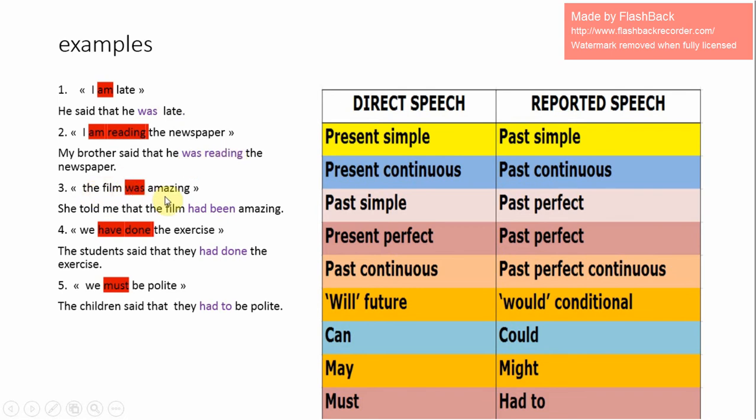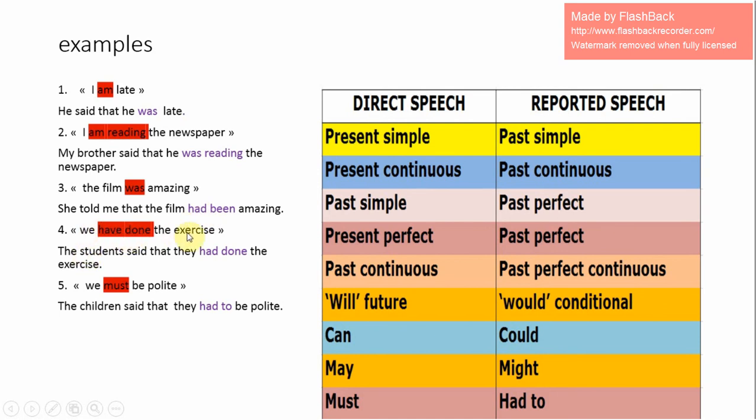The film was amazing. Was, simple past, turns into past perfect. She told me that the film had been amazing. The verb to be in past perfect. Here the verb to be in simple past turns into past perfect.